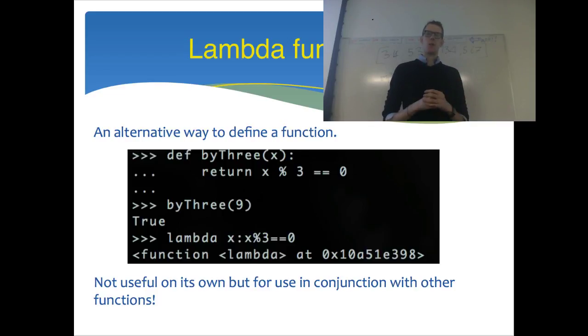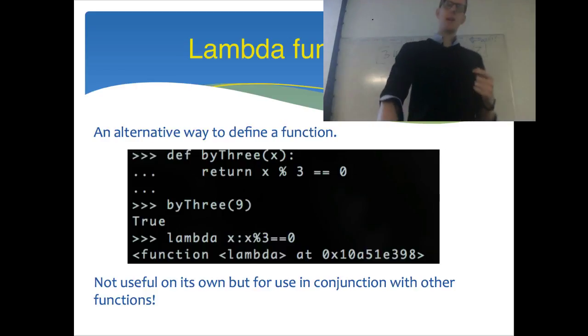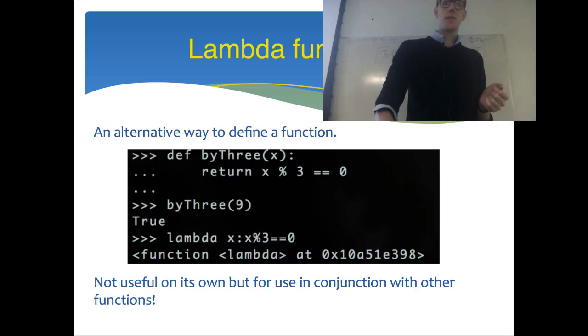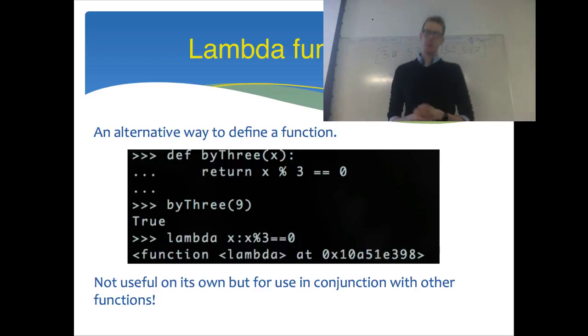Let's say I want to calculate whether something is divisible by 3. Well, what I can do is I can do the thing we might expect. I can write a function called by3 that takes a number x, and if x modulo 3 is equivalent to 0, it'll return true or false, depending on whether it's divisible by 3 or not. I can then run that function by3 on the number 9, and it will be true because 9 is divisible by 3. If I did by3 of 8, it would be false because 8 isn't divisible by 3.